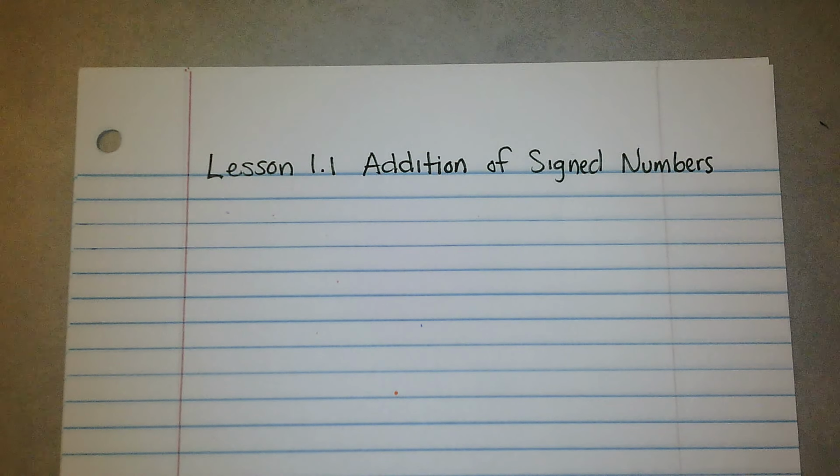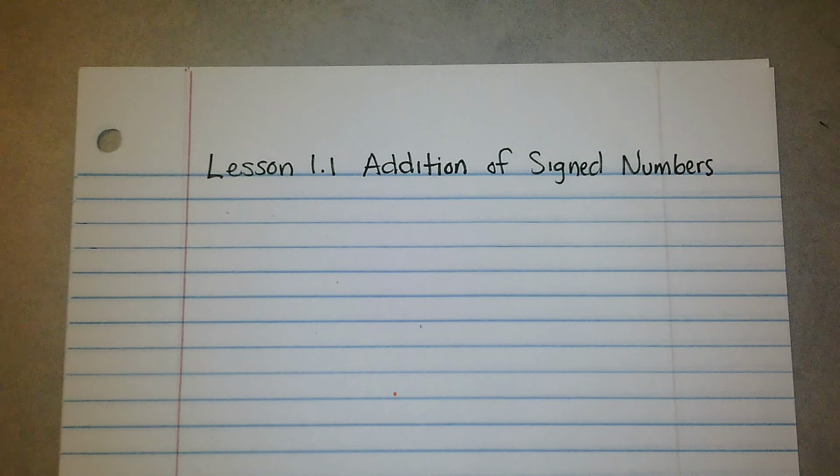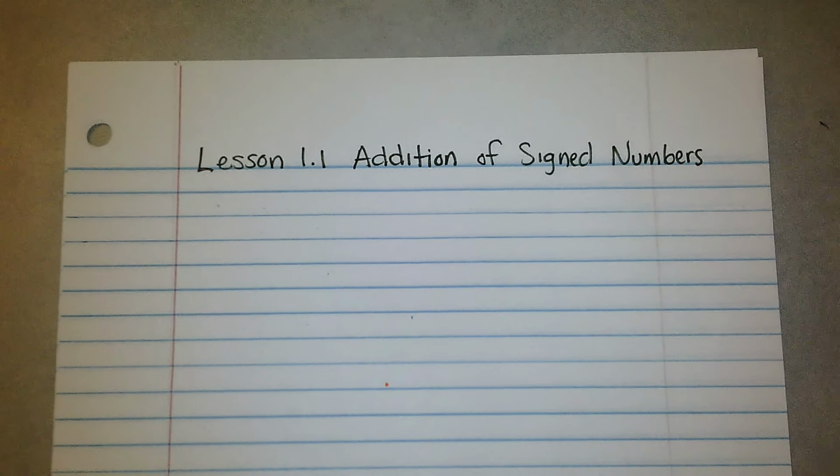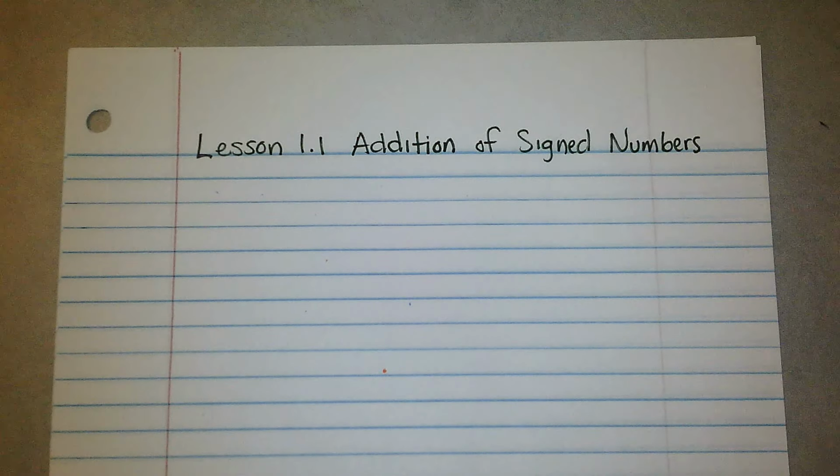So on the top of the page, you should have Lesson 1.1, Addition of Signed Numbers as your title. And what we're going to do is go through 4 basic rules that are going to help us keep our facts straight as far as combining like terms when you're adding numbers, whether they're positive or negative. There are 4 examples that I'm going to go through quickly so that you can see what's what.